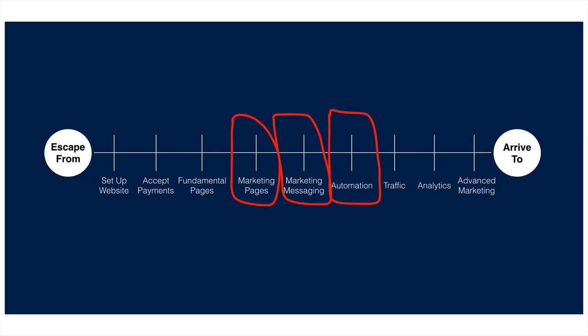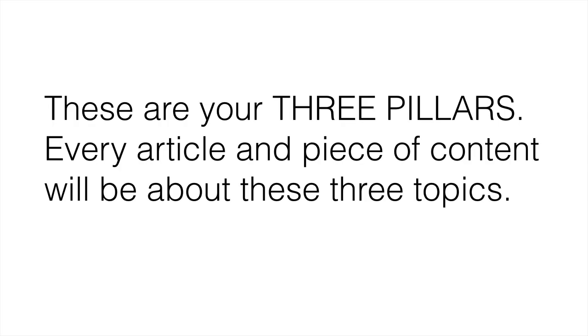So here's the thing. On your global escape and arrival framework here, I want you to choose the big 3 areas, because these 3 areas are your 3 pillars I was talking about earlier. We're going to build magnetic messaging around 3 major areas. Well, this is how you find them, right? So now we know that every article and piece of content is going to be about these 3 topics. So have a look, okay? Let's say I'm choosing pillar number 1, which is the marketing pages milestone. That's one of my areas of expertise, so I can create content around marketing pages and marketing related web pages forever.